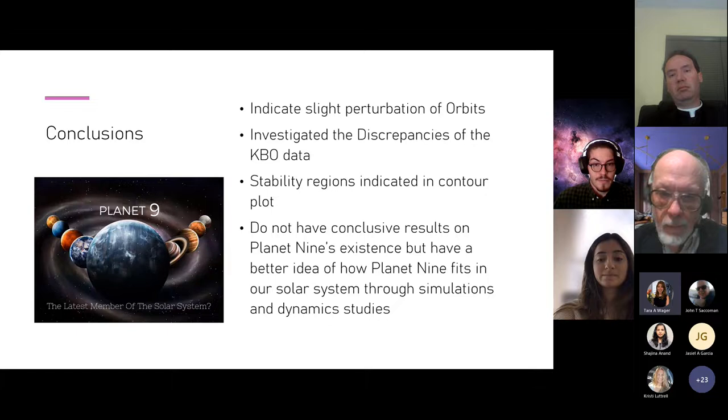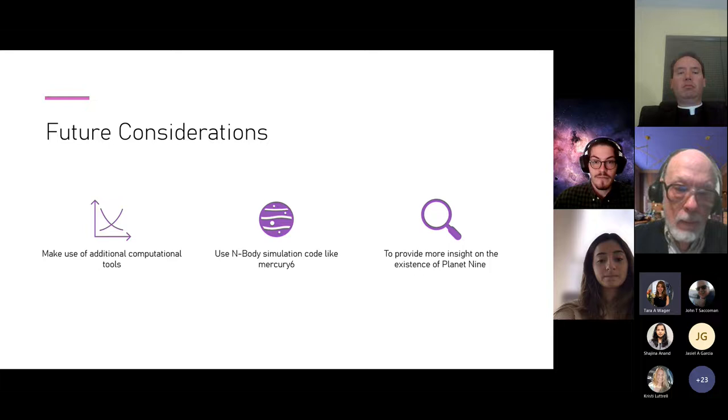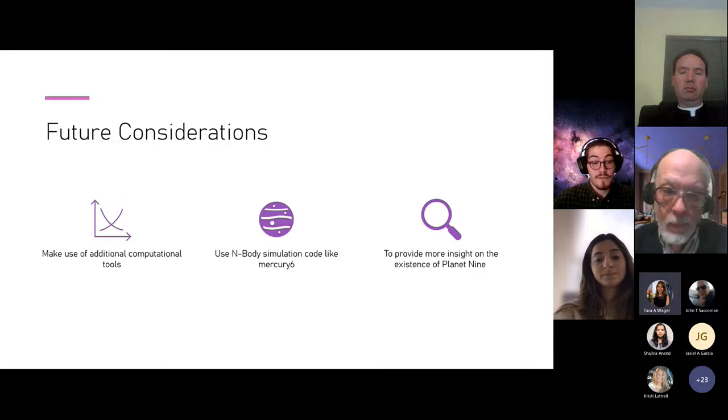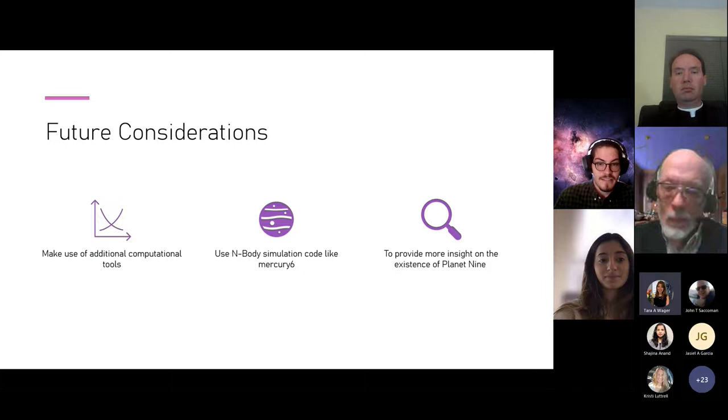Now, for future research, we hope to make use of additional computational tools such as the Mercury 6 perturbation code, or the development of a new code capable of storing more precise data that's still able to produce elliptical orbits. We'd like to use Mercury 6 as a more robust aperture through which this system can be evaluated and observed. But just in general, these things are going to take time, and more research into this area is a good sign. Thank you.